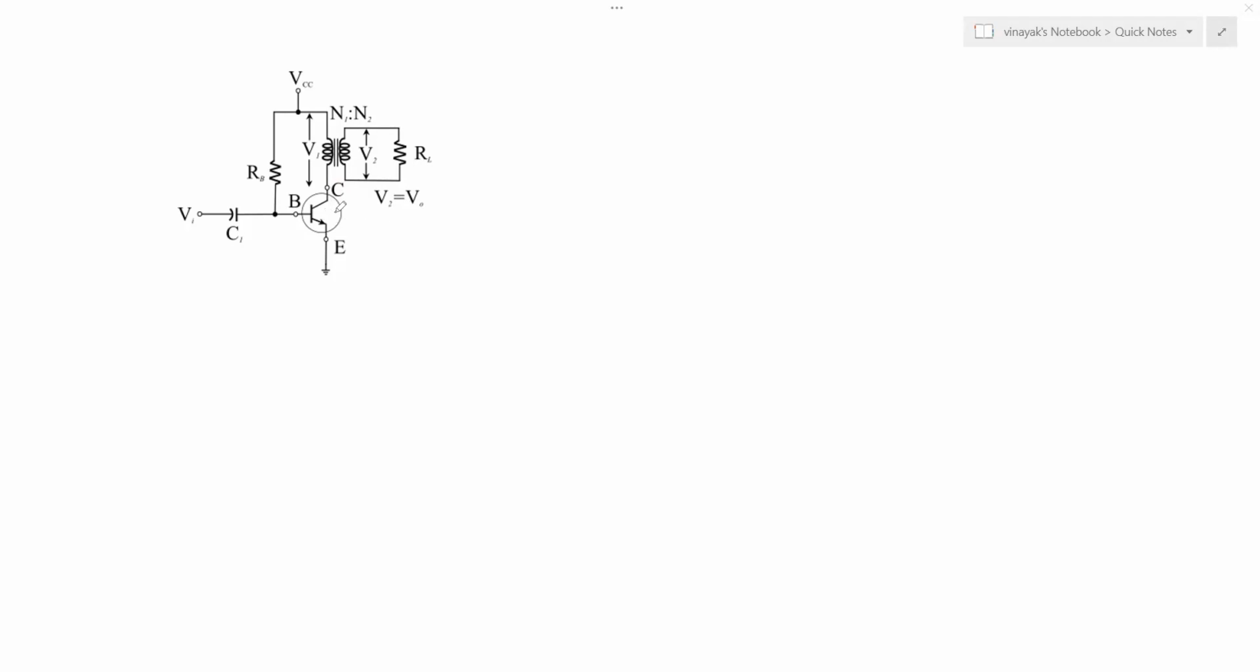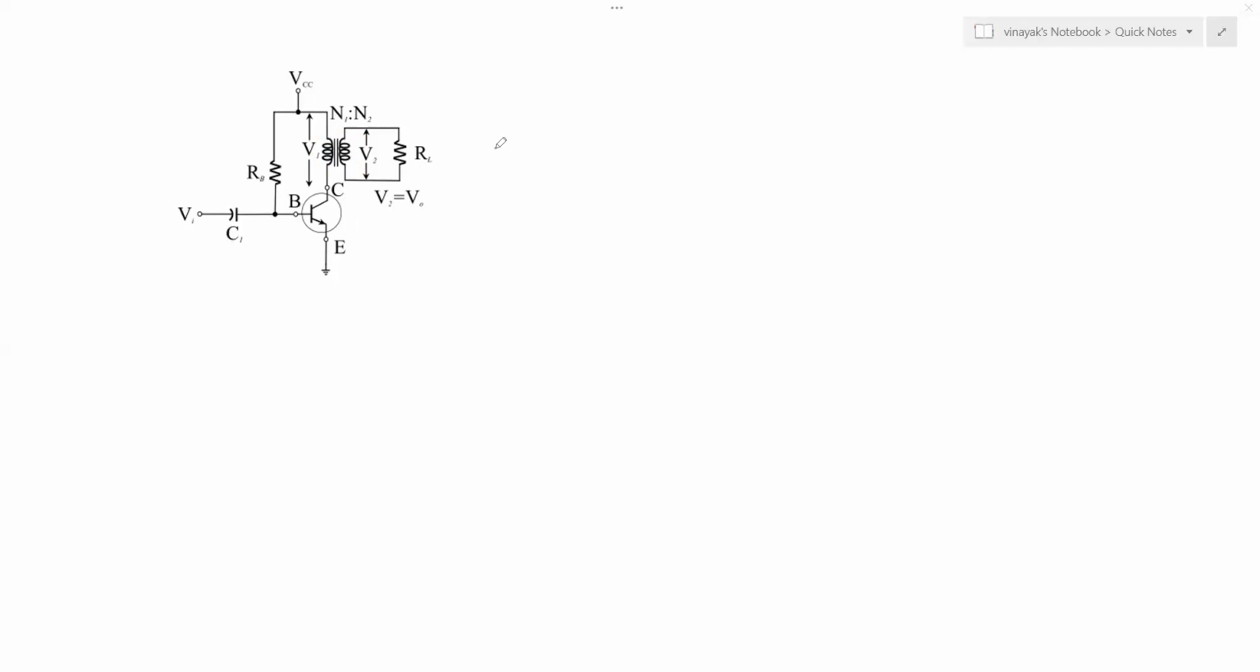So we are using an NPN BJT. As the direction of the arrow shows, the current will flow from collector to emitter. Now, we want to use this transistor as an amplifier, as I said, a Class A amplifier with transformer coupled circuit. So we need to bias this transistor in an active mode of operation. Now, what is an active mode of operation?